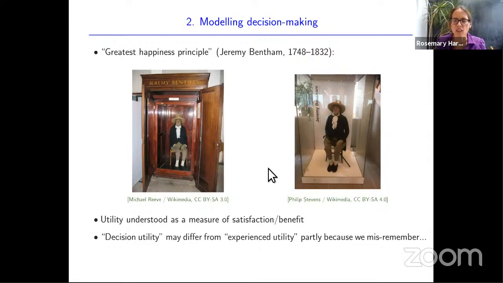Of course, we're not totally rational. One thing is there's quite a lot of noise in our decision making, and we'll see that later. But the other thing is that the utility we use in our decisions might be quite different from the utility we actually experience when we make those decisions. And part of the reason for that is that we misremember things. Our memory is distorted.